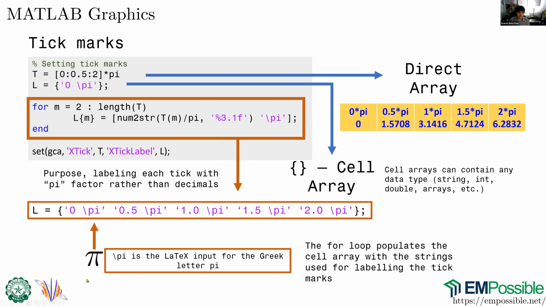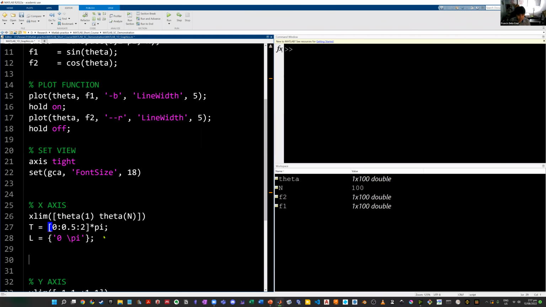So what we're going to do is this. First, we type this command here. We define a for loop, with m as an index. We start from 2. Later on, I will explain why 2.